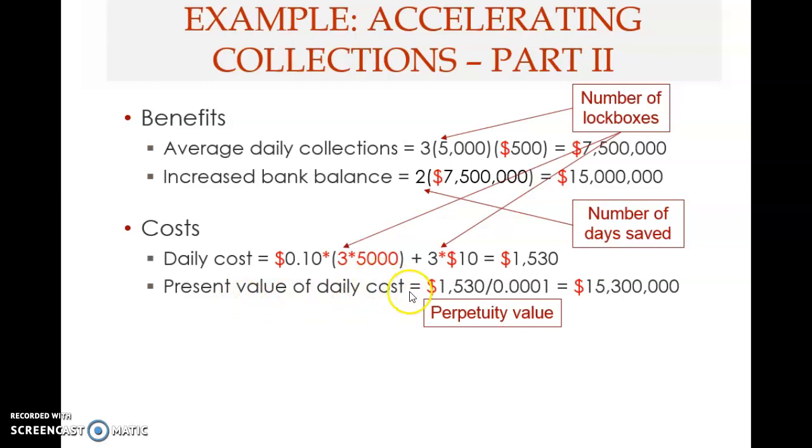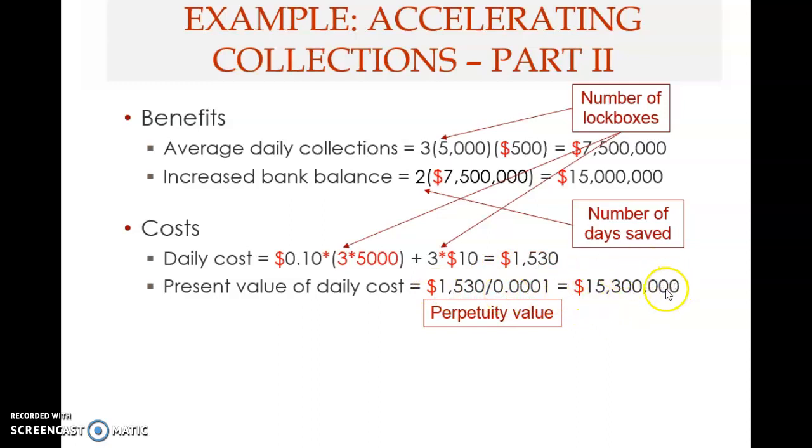So for the present value of the daily cost, we assume this is a perpetuity. So we divide this by the daily interest rate. Remember, this is a daily payment. Therefore, we need the daily interest rate. We discount this at the daily interest rate. Remember the perpetuity formula? Perpetuity value is just the perpetual payment divided by the interest rate. Therefore, it is 1530 divided by 0.0001. Remember, the daily interest rate is 0.01%. Therefore, if you change this to decimal, it works out to be this. So if you divide, it is 15.3 million.